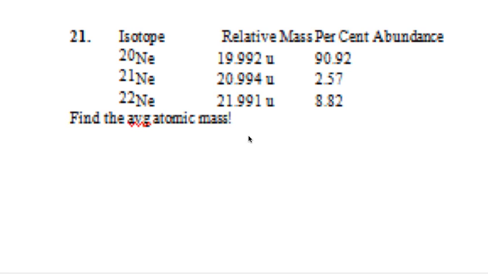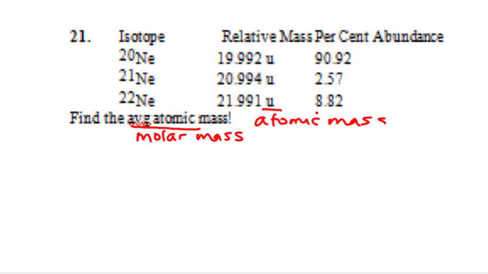So looking at this, we are asked to find the average atomic mass. Average atomic mass, sometimes known as molar mass, is basically what's on the periodic table, that decimal number there. It's an average of all the different isotopes of a substance. The units on this could either be these little μ's, which stand for atomic mass units. You may also see it written as molar mass. The units on this could also be grams per mole.